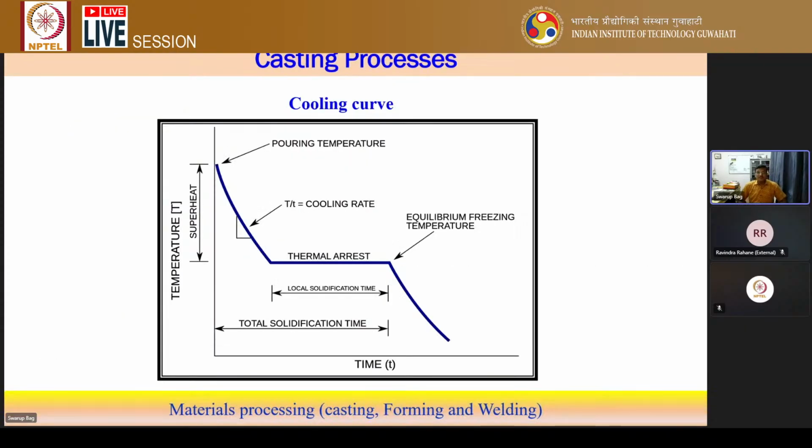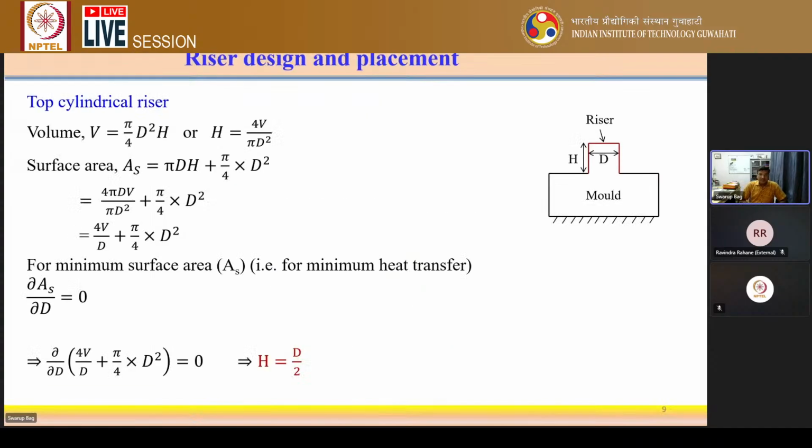In the casting process, first we try to understand solidification, which goes through a temperature pattern. That means the temperature history. We put in the liquid metal, which is in a superheated condition. Then it comes to the solidification time, where the solidification takes place. After that, cooling follows and it comes back to the ambient temperature. So this is the usual cooling history, or I can say the cooling curve, corresponding to a typical pure metal.